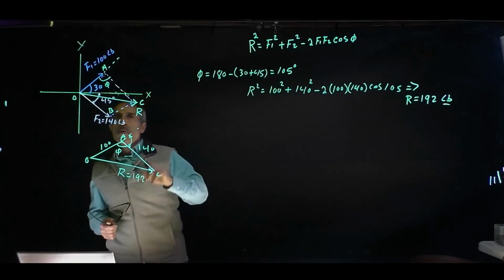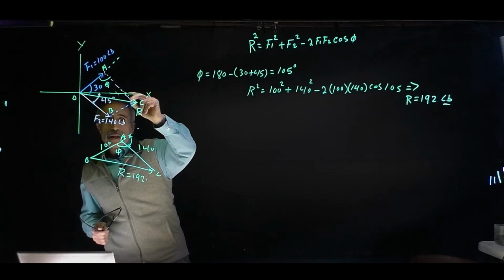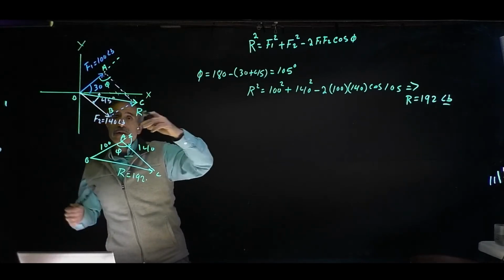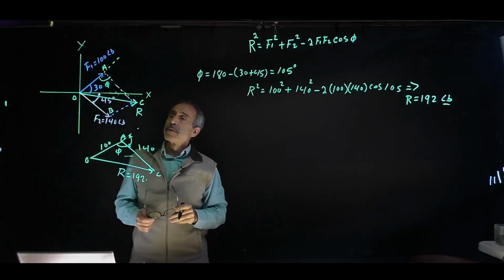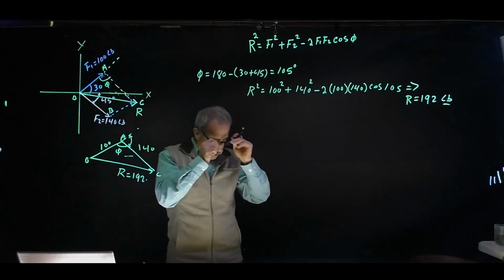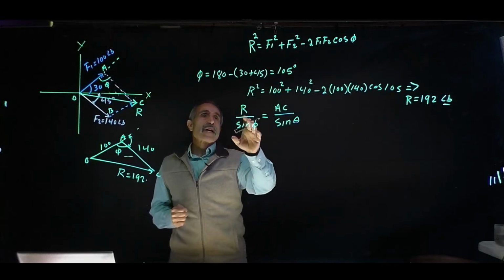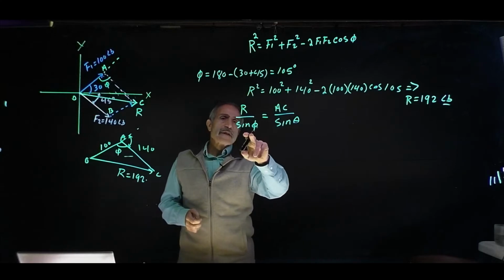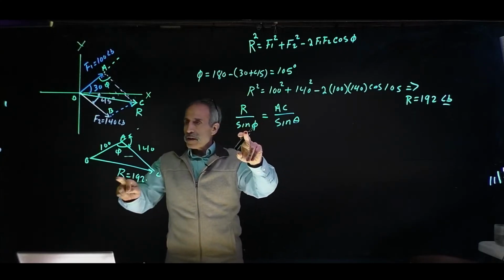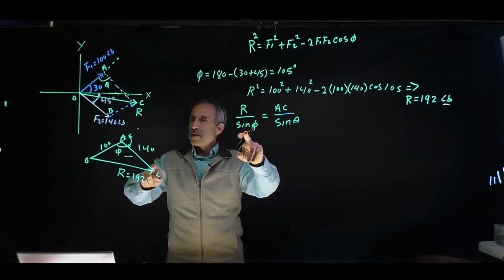But I'd like to know the angle between R and the x-axis, so I can tell you the direction of this resulting force. We're going to use another equation. To find the direction, we're going to use the sine law. We used the cosine law, now we're going to use the law of sines. That means R divided by sine of phi is equal to AC, which we said was 140, divided by the sine of the opposite angle.